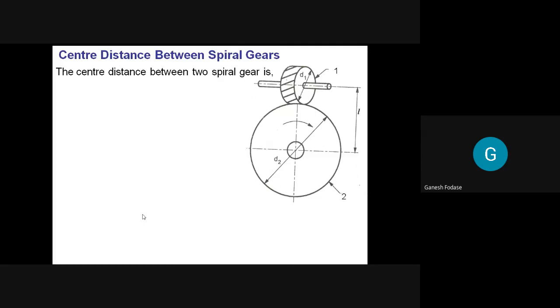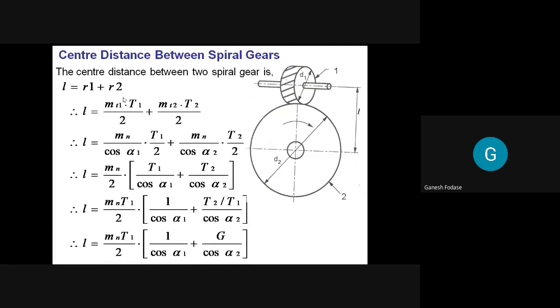So if I add this, that is central distance is equal to R1 plus R2, then put in terms of M T1, M T2, and further express this M as the transverse module will be different for spiral gears, hence express in terms of Mn, that is normal module. So central distance, if we express in terms of normal module, if we take some common terms, our final expression is this much. So center distance formula for a spiral gear is like this.